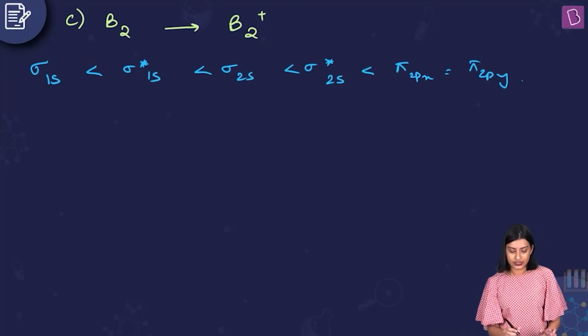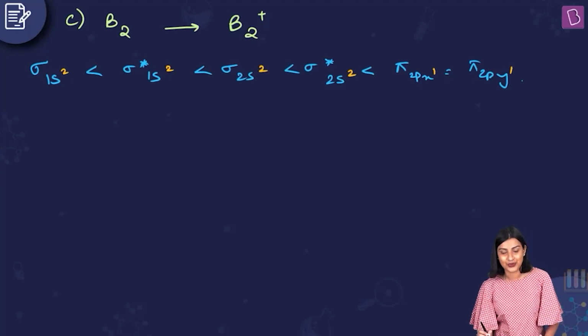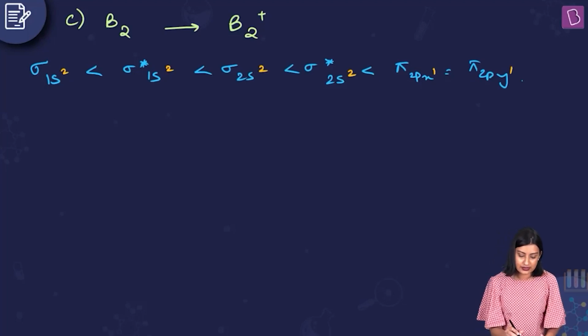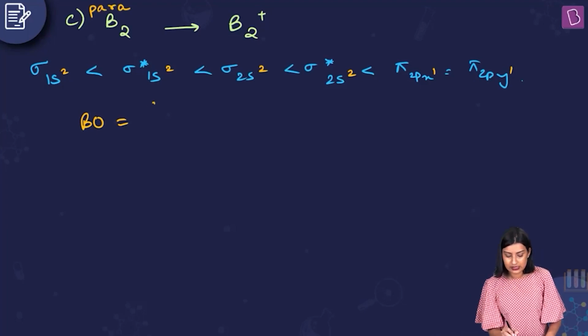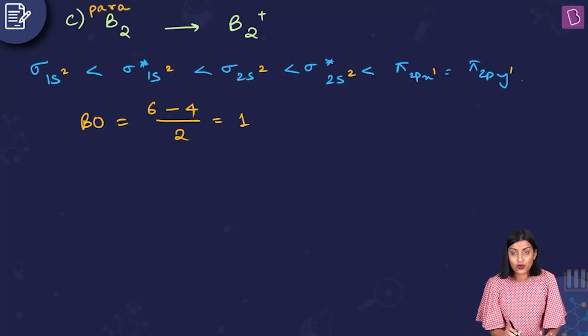Now, for 10 electrons, you have 2, 4, 6, 8, 9 and 10. First thing to note is that this is a paramagnetic species. What is the bond order? Bond order is the number of electrons in the bonding molecular orbitals, that is 6, minus 4, divided by 2, which is nothing but 2 by 2, that is 1. So here your bond order is equal to 1.